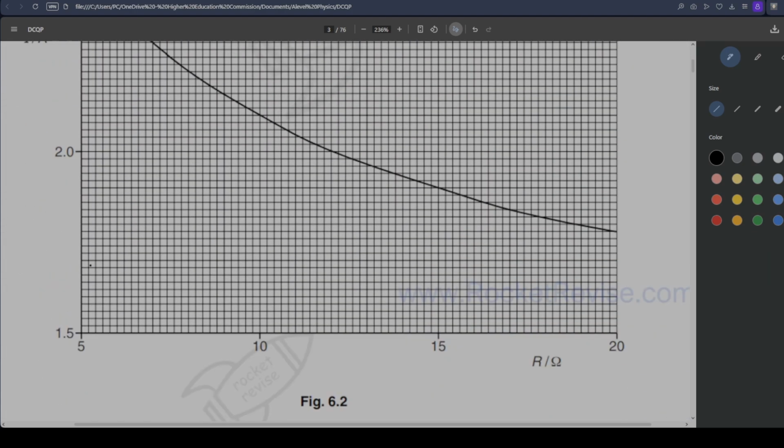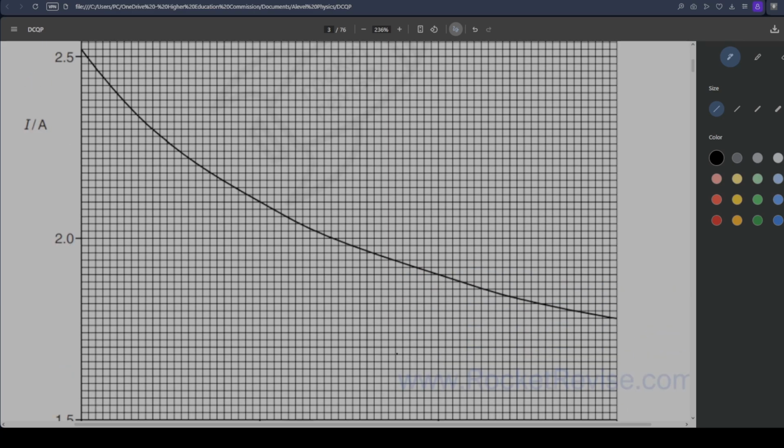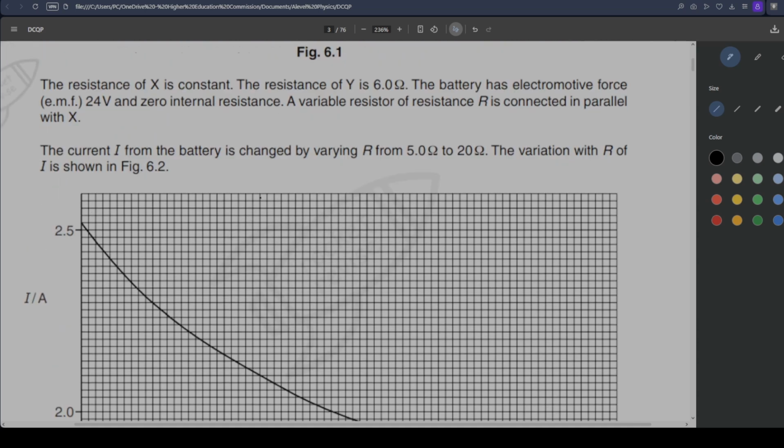And we have a graph, it's a current and resistance graph. So as your resistance increases the current decreases. ये हमारे पास एक normal trend आ रहा है.